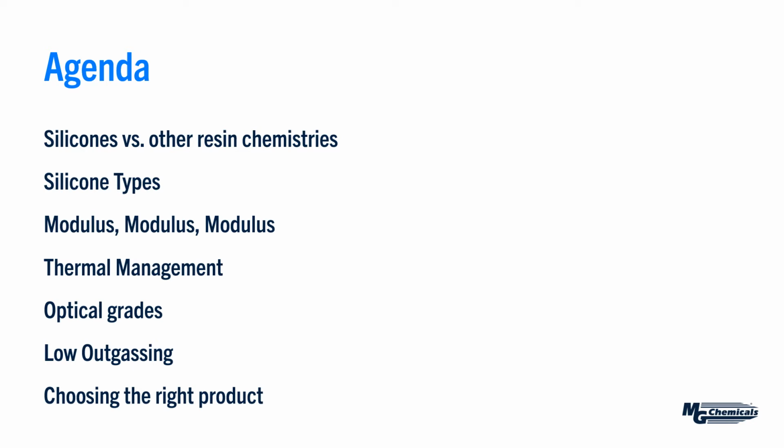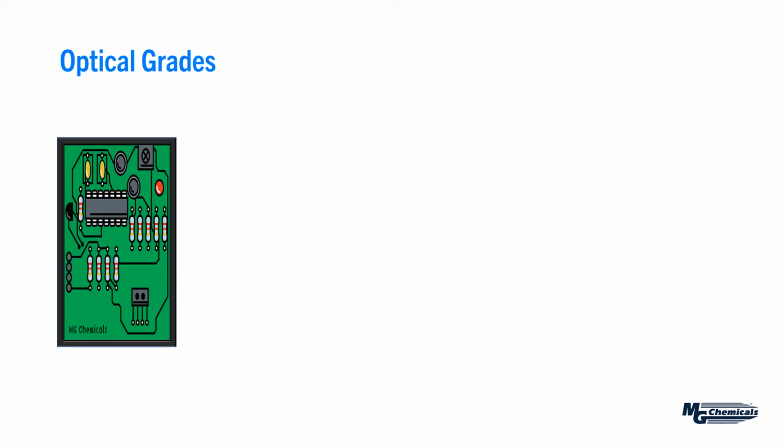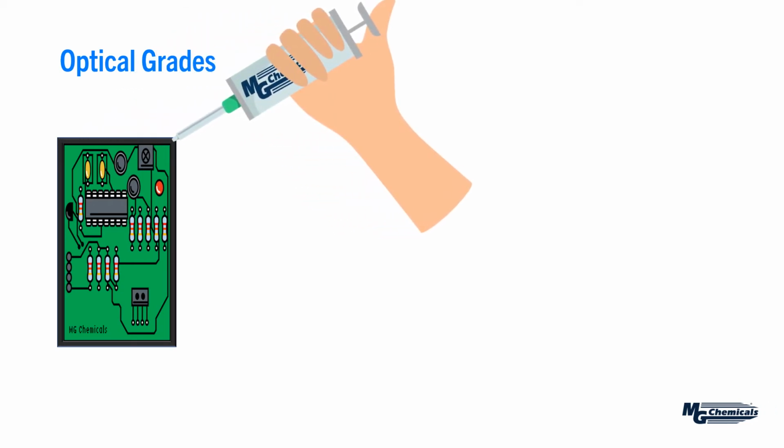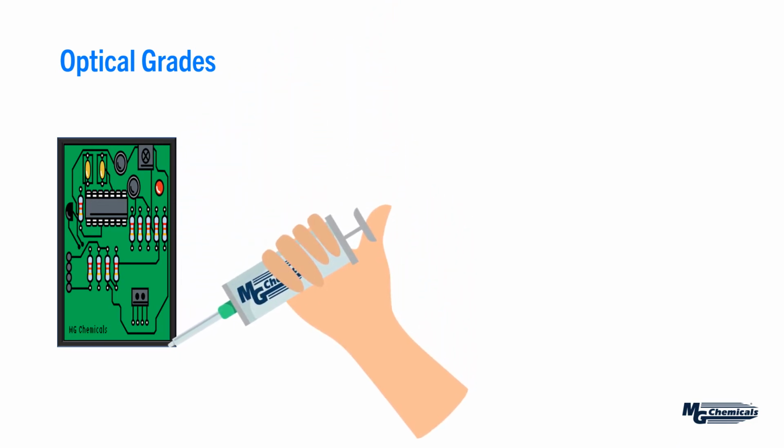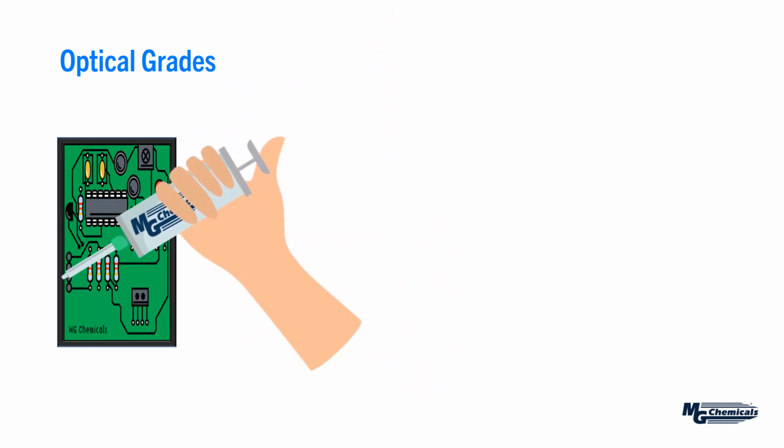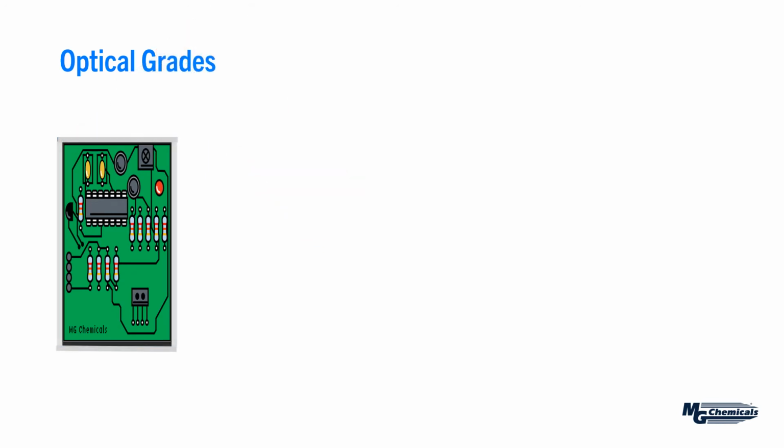Okay, so that's thermal management. Now let's look at the optical grades. So with the optical grades, let's look at an example like if we are trying to bond a screen onto something like a tablet or a cell phone. So what we need is a material that is typically very soft, almost like a gel material, and that helps in terms of facilitating the constant movement and compression that would come with bonding a screen.